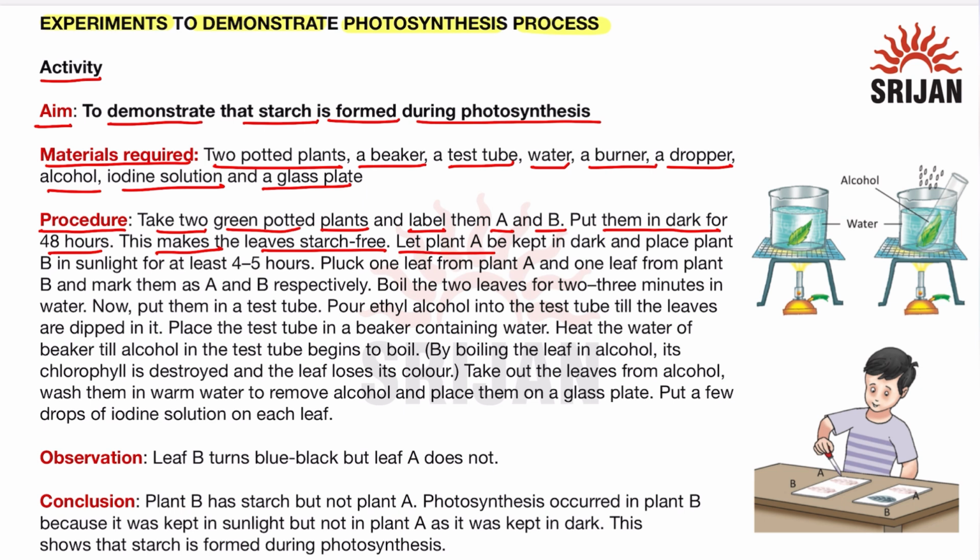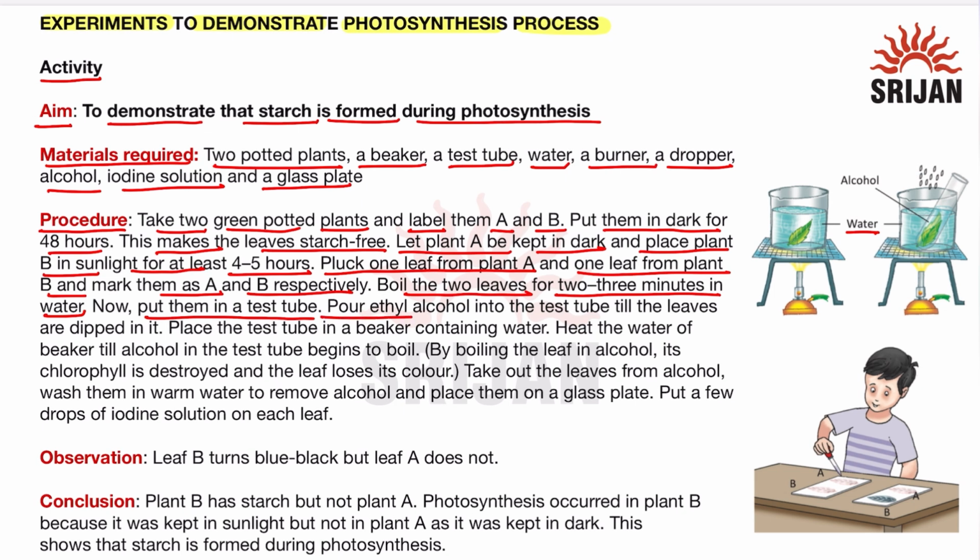Now let plant A be kept in dark and place plant B in sunlight for at least 4 to 5 hours. Now pluck one leaf from plant A and one leaf from plant B and mark them as A and B respectively. Now boil the two leaves for 2 to 3 minutes in water, as we can see in this figure, and now put them in a test tube.